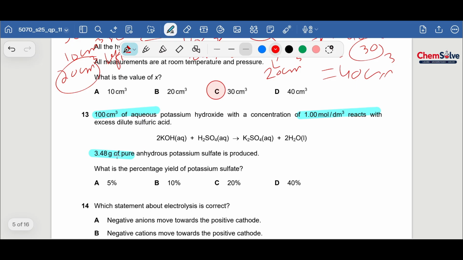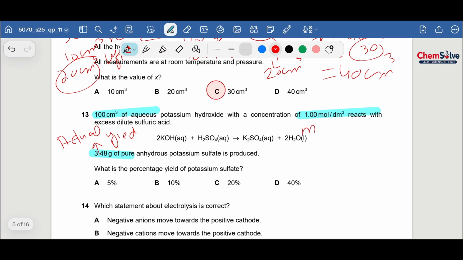And we have discussed in that video that 3.48 would be actually the actual yield. Okay, this is the actual yield. The other name for the actual yield is the practical yield or the experimental yield. So we have to calculate the theoretical yield from the data. Okay, so let's calculate moles of the potassium hydroxide because we are provided data for that.